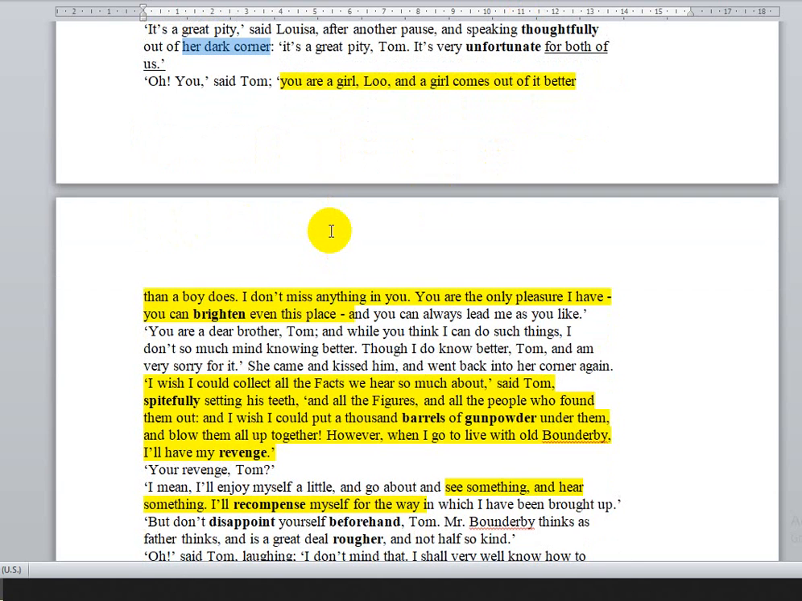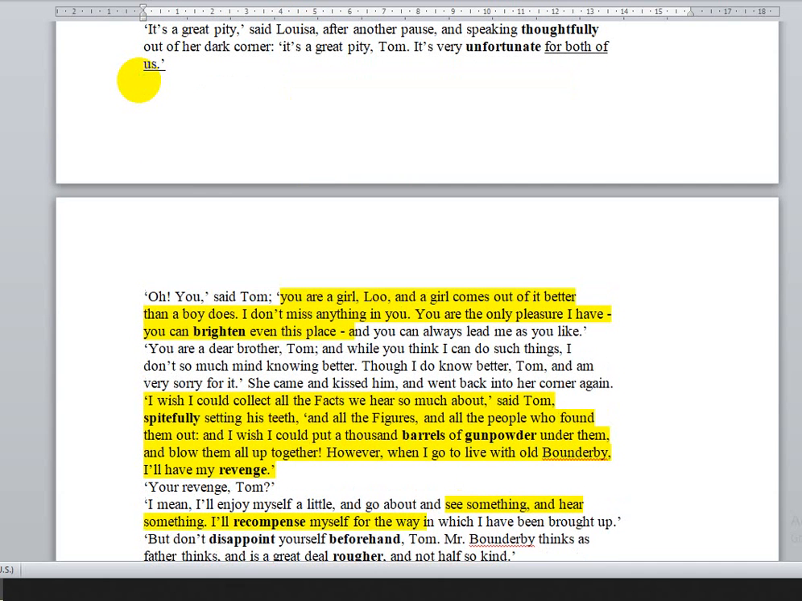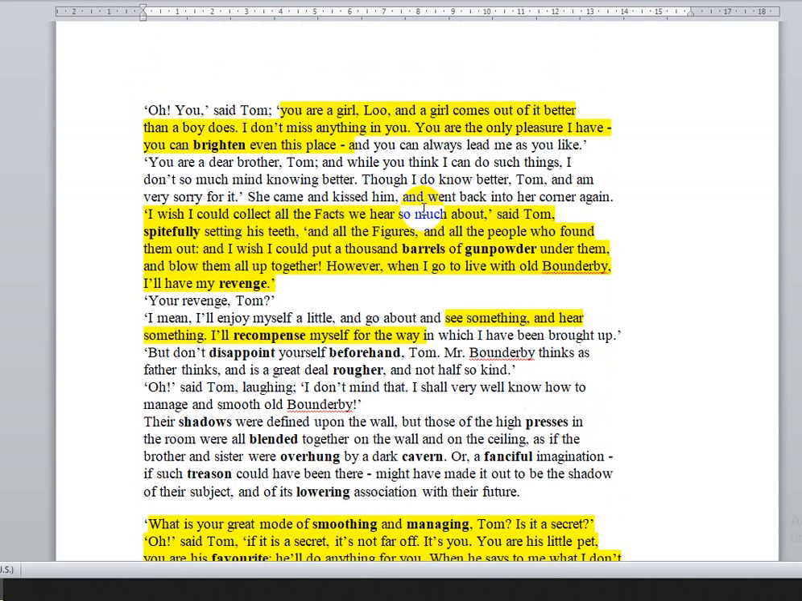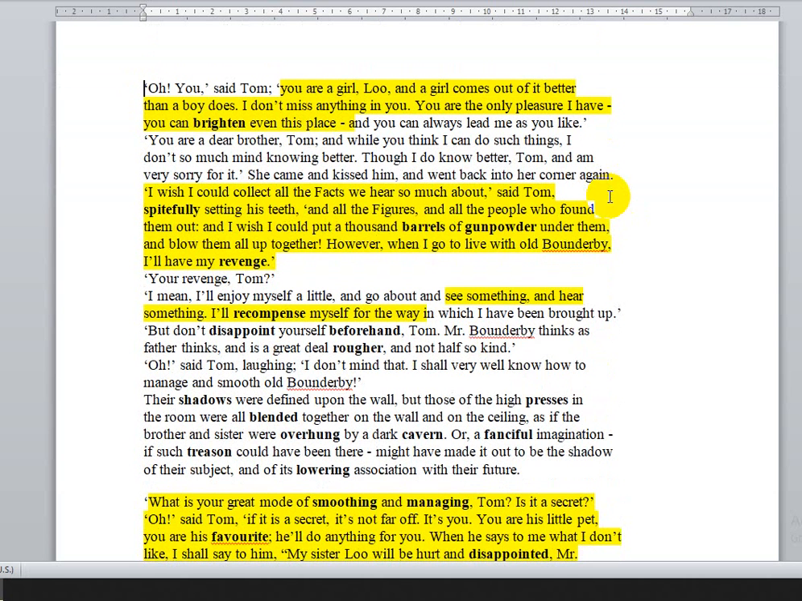Oh, you said, Tom, you are a girl, Lou, and a girl comes out of it better than a boy does. For Tom, the girl's position is better than the boy's. I don't miss anything in you. You are the only pleasure I have. You can brighten even this place. This is how he considers his sister.